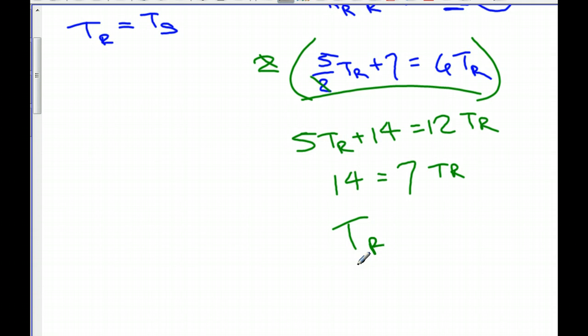So the time Robin was on the trail was 2 hours. Is that what I'm looking for? How long did it take the sheriff to catch up? So technically, yes, because the times are equal. The time Robin Hood was on the trail was the same as the sheriff. And he caught up. Happy days. He caught up, it doesn't say he caught.